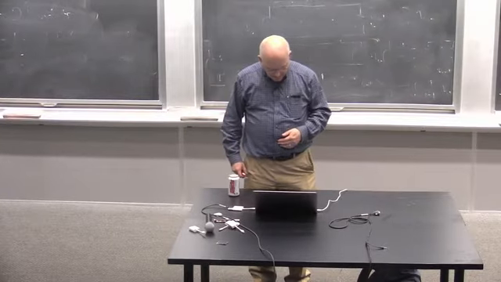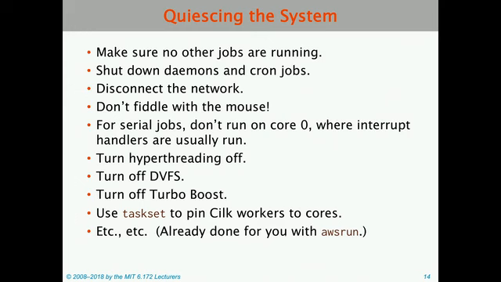So here are some tips on how you quiesce a system if you wanted to do this for your laptop, for example. Make sure no other jobs are running, shut down daemons and cron jobs, disconnect the network, don't fiddle with the mouse, okay? For serial jobs, don't run on core 0 where interrupt handlers are usually run. Turn hyperthreading off, turn off DVFS, turn off Turbo Boost.